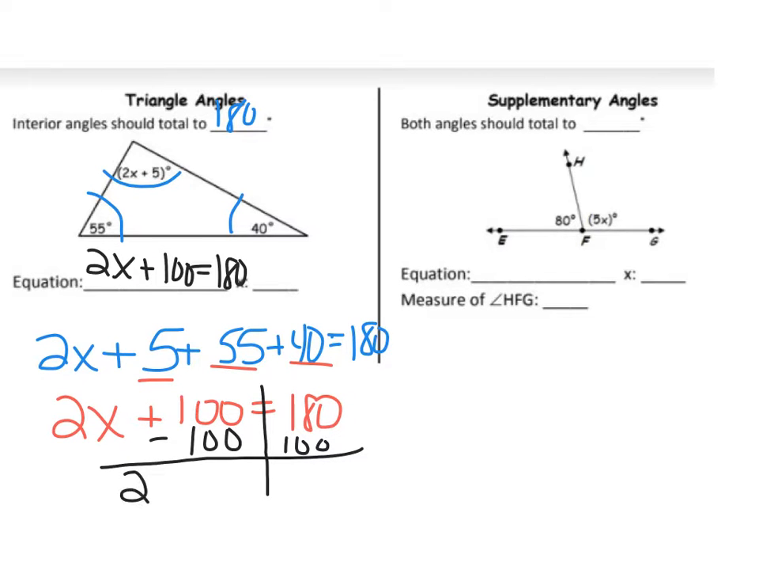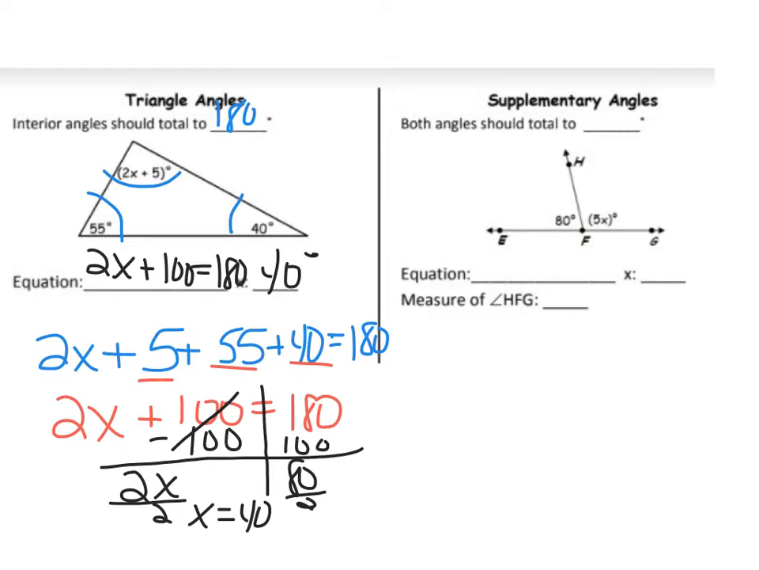This becomes 2x because 100 minus 100 is 0 pairs. And then 180 minus 100 is 80. Then I divide by 2. So x will give us 40 degrees. So that's how we do the triangles.